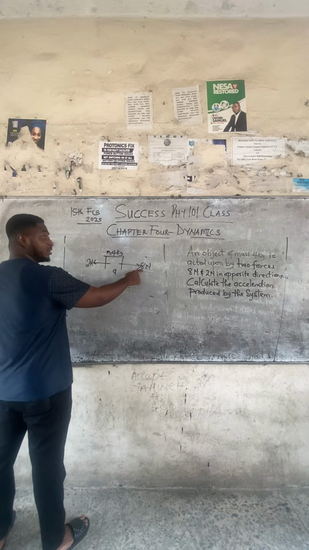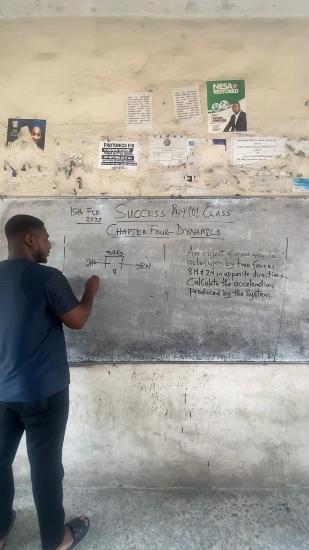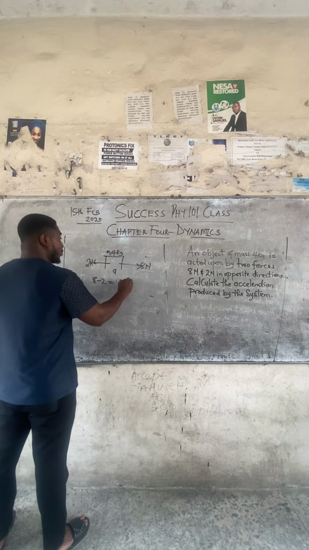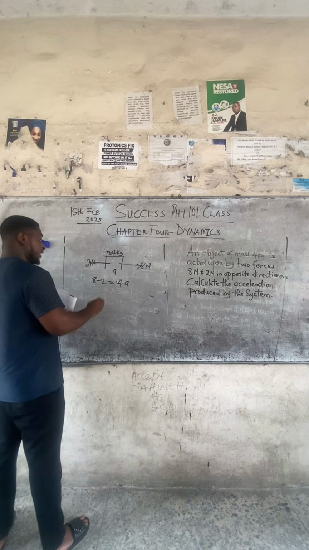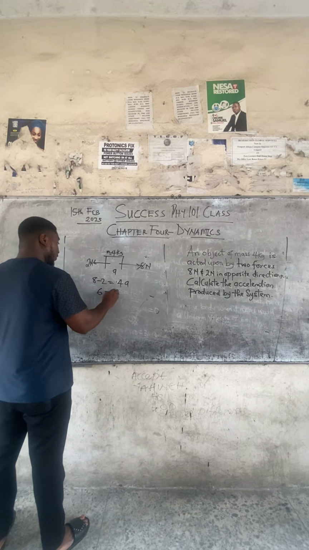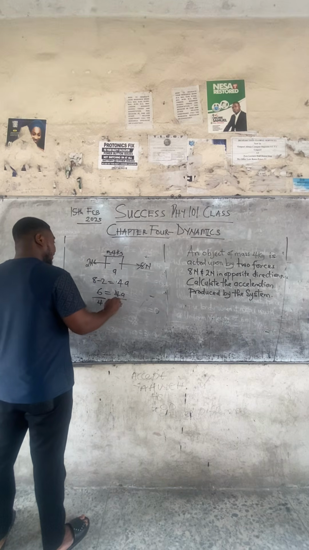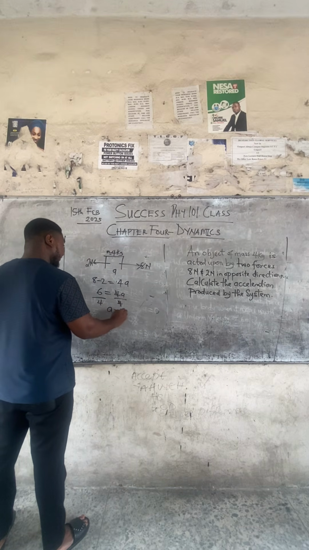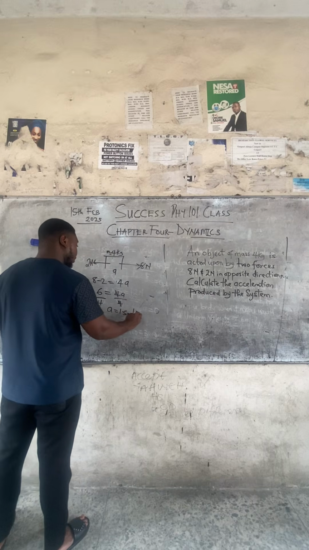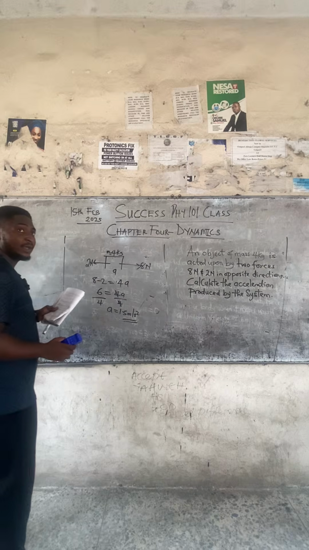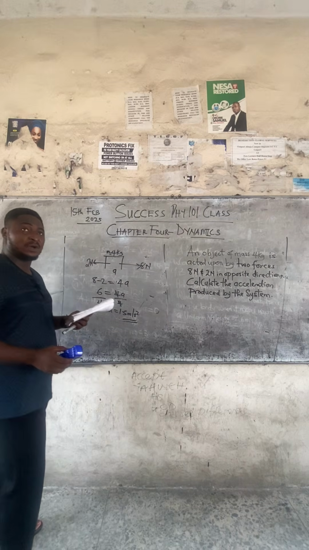What will you do? 8 minus 2 equals mass times acceleration. Mass is 4 kg. We're looking for the acceleration. 8 minus 2 is what? 6. 6 equals 4a. Divide both sides by 4. 6 over 4 is 1.5 meter per second square.